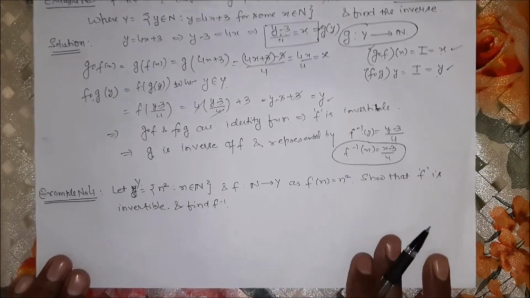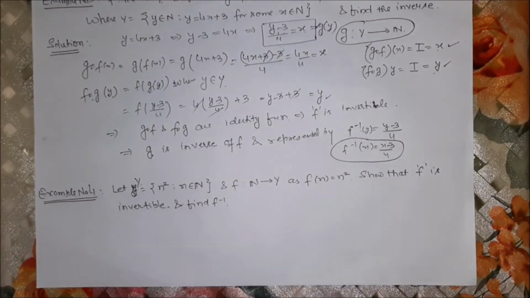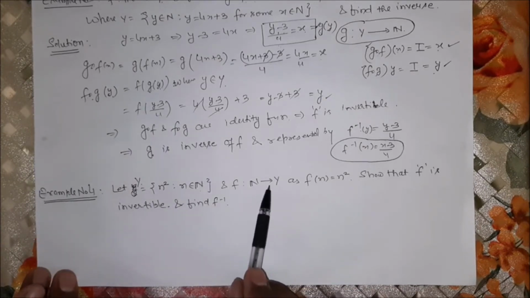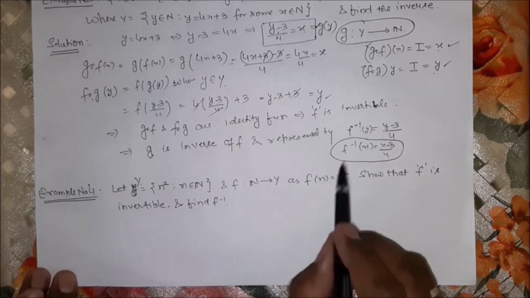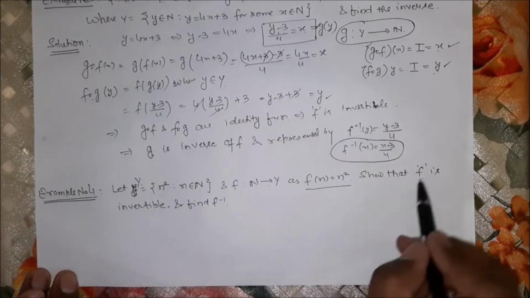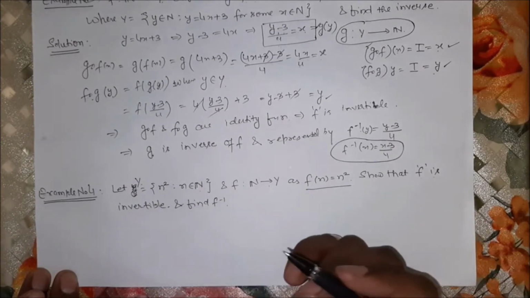Now let us take another example. You are given that a set Y, Y is equal to n square, where n belongs to natural number and f is defined from natural number to Y, such that f(n) is equal to n square. We need to check whether f is invertible or not.